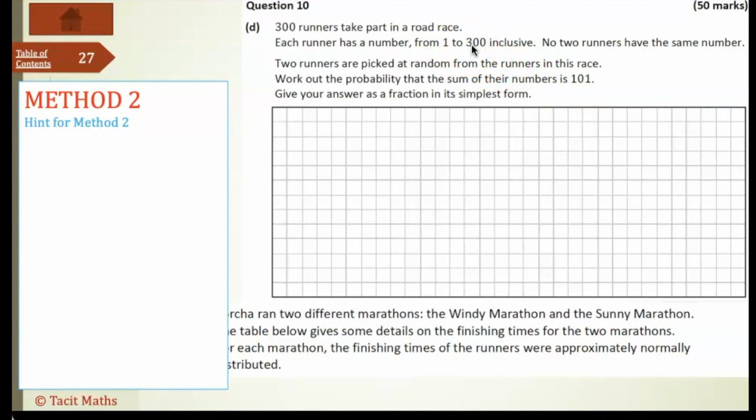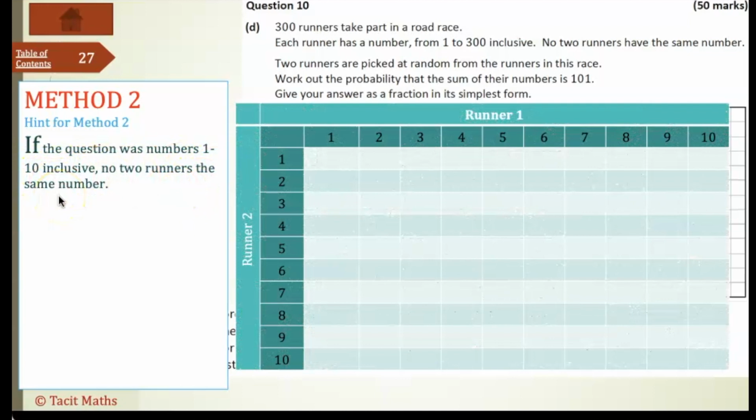What if there was only 10 people in the race? Okay, so if the question was numbers 1 to 10 inclusive, with no 2 numbers of the same number, this is what your 2-way table would look like. And then you'd fill in the 2-way table like that.